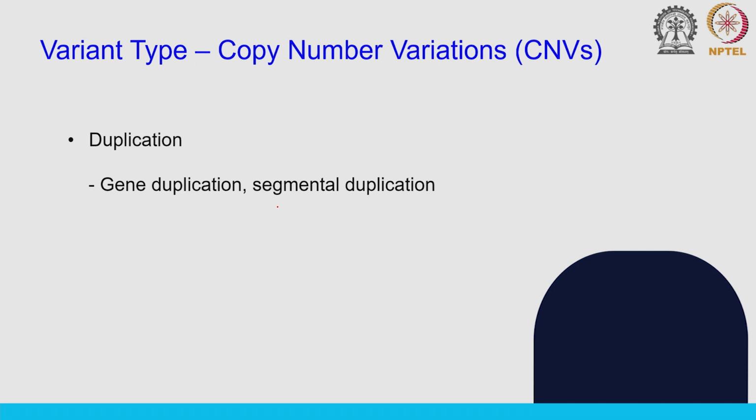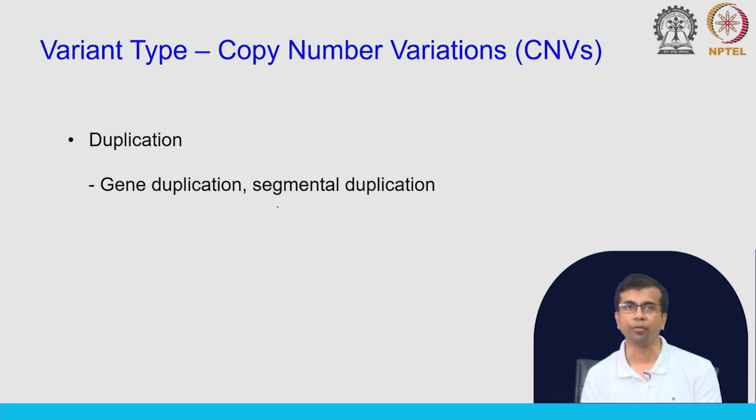So, we have something called duplication. Now, this duplication can be gene duplication. So, where a gene is duplicated means it is supposed to be present in one copy, but instead of that it is present in two copies. Okay. So, this is what we call gene duplication, or you can have segmental duplication. So, what does segmental duplication mean? It involves multiple genes or a larger region of the genome that is duplicated, okay, instead of a single gene.